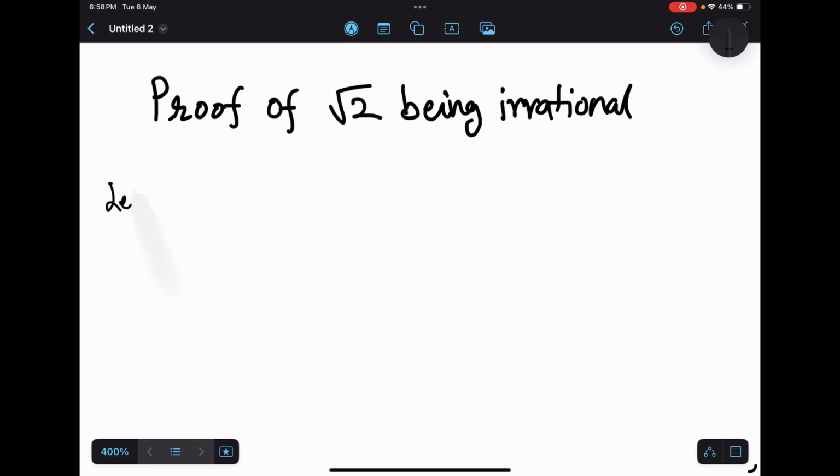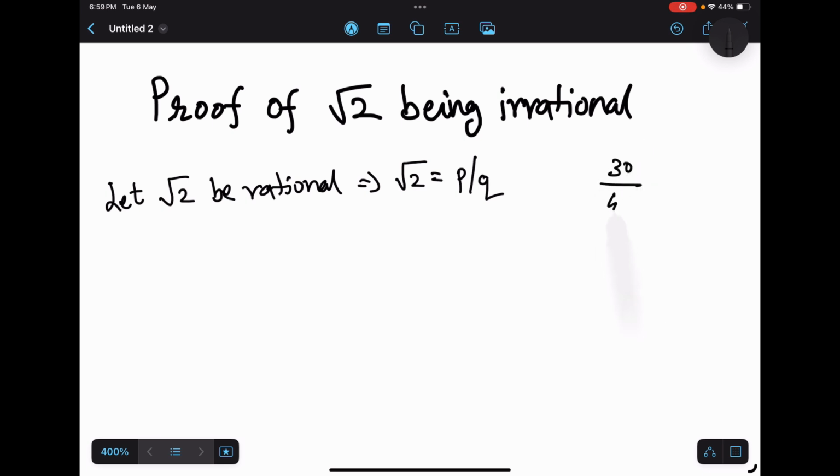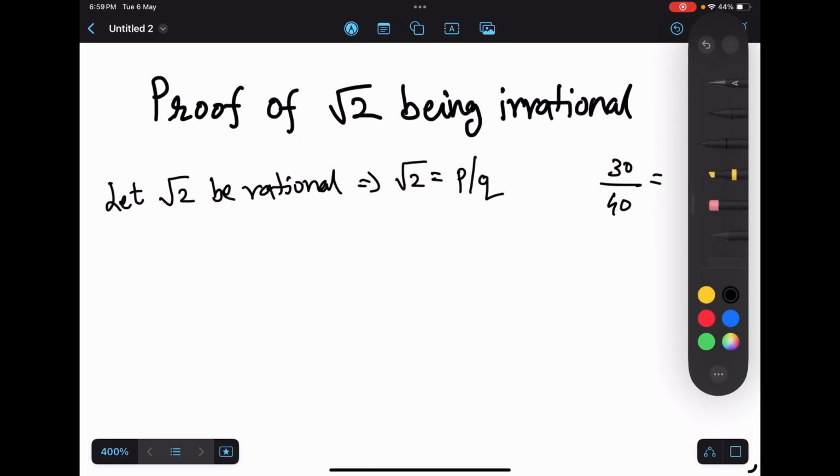We will assume first that root 2 is rational. This would imply root 2 can be expressed as p by q, the definition of a rational number. For example, if we take the number 30 by 40, we can always divide the numerator and denominator by a common factor 10, and then we will get 3 by 4.